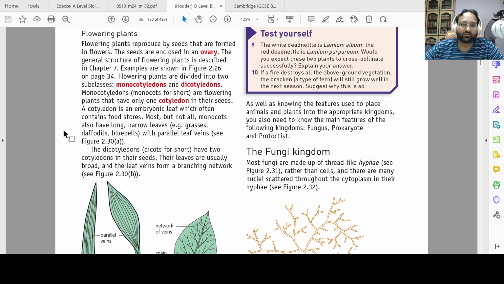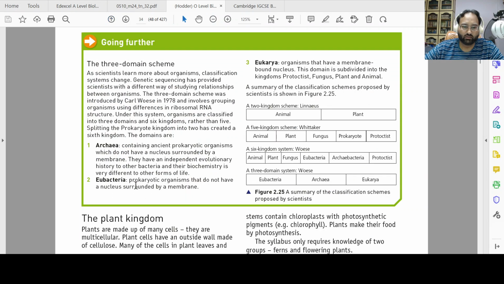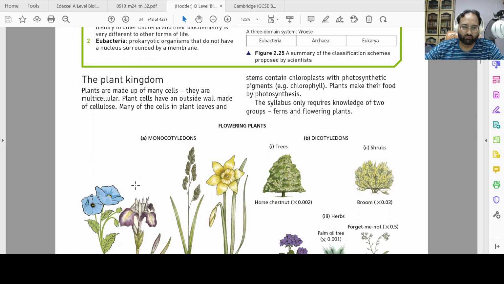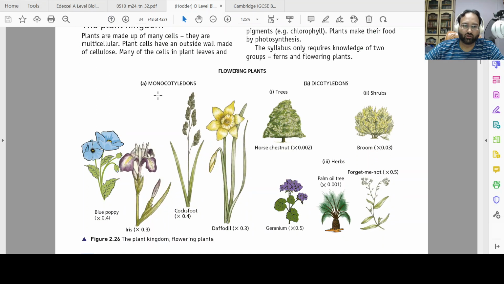So flowering plants reproduce by seeds that are formed in flowers. The seeds are enclosed in an ovary. The general structure of flowering plants is described in chapter 7. Examples are shown in figure 2.26, so that's the one right up here. So these are all examples of flowering plants. And you've got the monocots and the dicots. What are those?